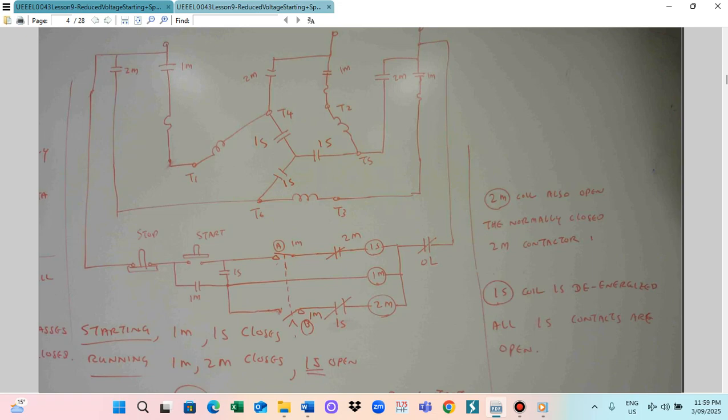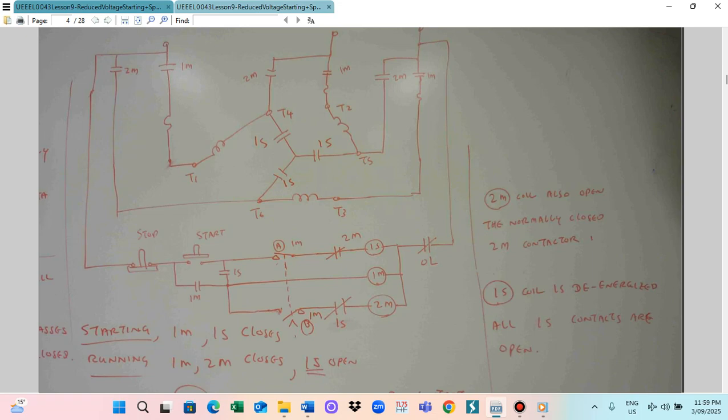After some time, when the A1N is open, B1N is closed. So that 2MY is energized and all 2M connectors are closed. The motor runs at the tensor. The 2MY also opens the normally close 2M connector. So normally close 2M connector. So the YSY is de-energized and all the YS connectors are open. So this is the way we avoid the star and delta connectors closing at the same time.